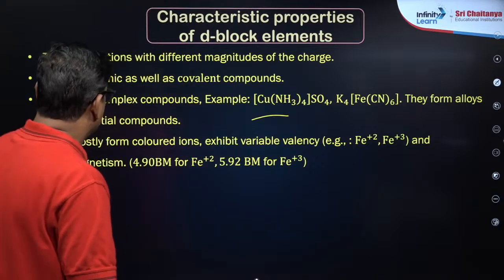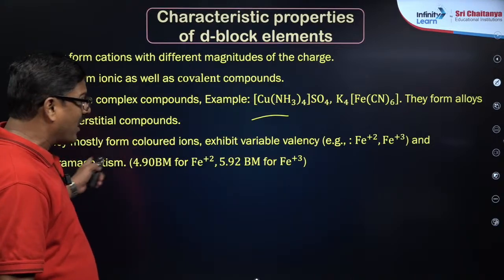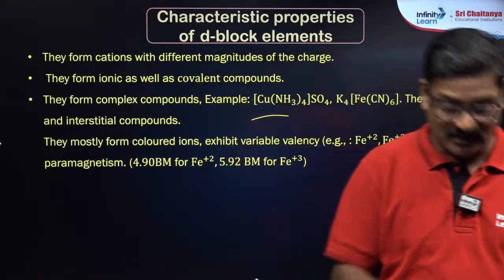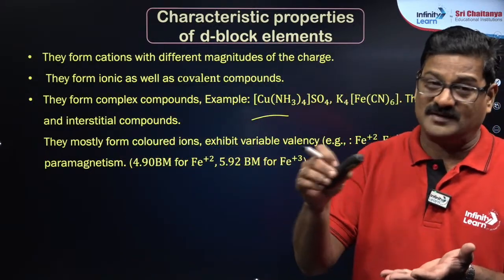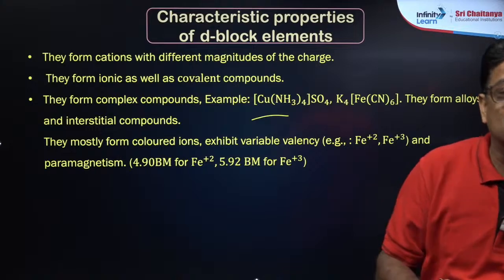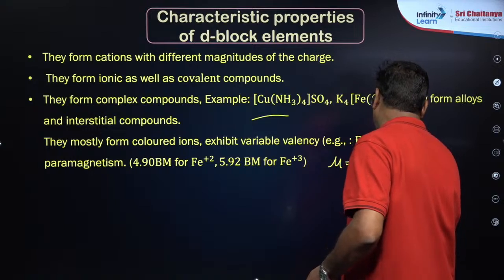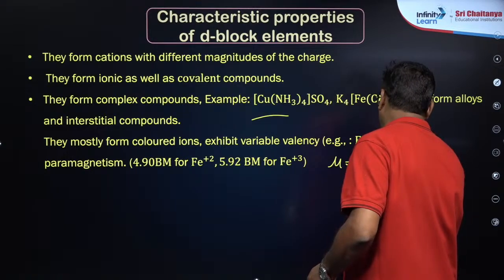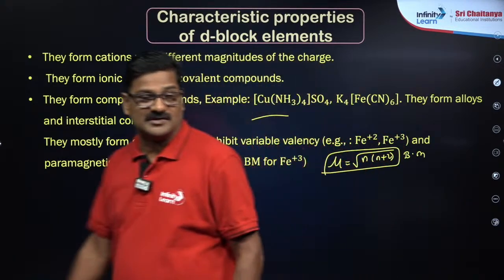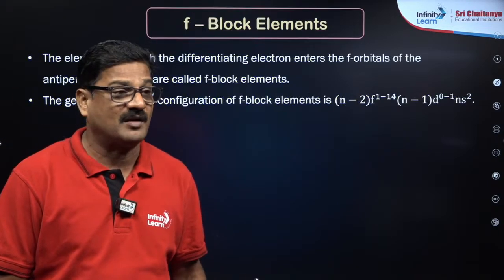They form colored ions and exhibit variable oxidation states, and they are paramagnetic. Some ions are paramagnetic, so they have magnetic properties. When a particular compound or ionic system is kept in a strong external magnetic field, it is slightly deflected. Such compounds are called paramagnetic compounds. Paramagnetism can be calculated: mu equals the square root of n into n plus 2. This is the formula to calculate the magnetic moment in Bohr magneton. If mu is equal to 0, it is diamagnetic; if mu is greater than 0, it is called paramagnetic.